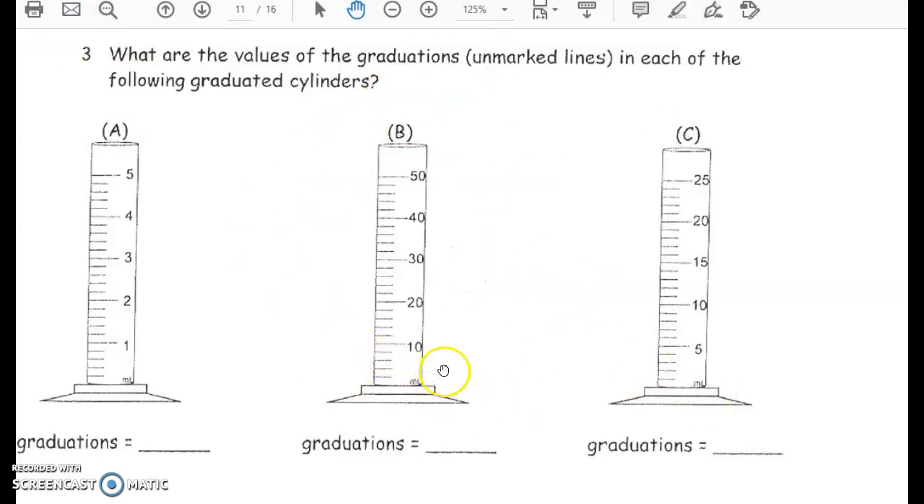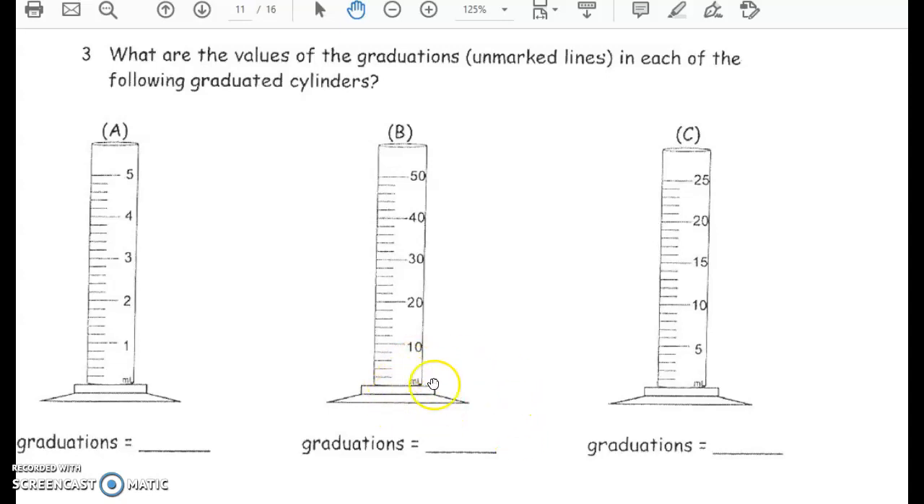Second one, B here. Same setup, except we're going by tens this time. If we still have 1, 2, 3, 4 small hash marks, unmarked lines, that means we have 5 segments in between each whole 10 number here. So again, we're counting by 2s, but it's just going to be 2s here and not 0.2s like over here. So 2, 4, 6, 8, 10, 12, 14, 16, 18, 20. So your graduations here are going to be 2 ml for milliliters.